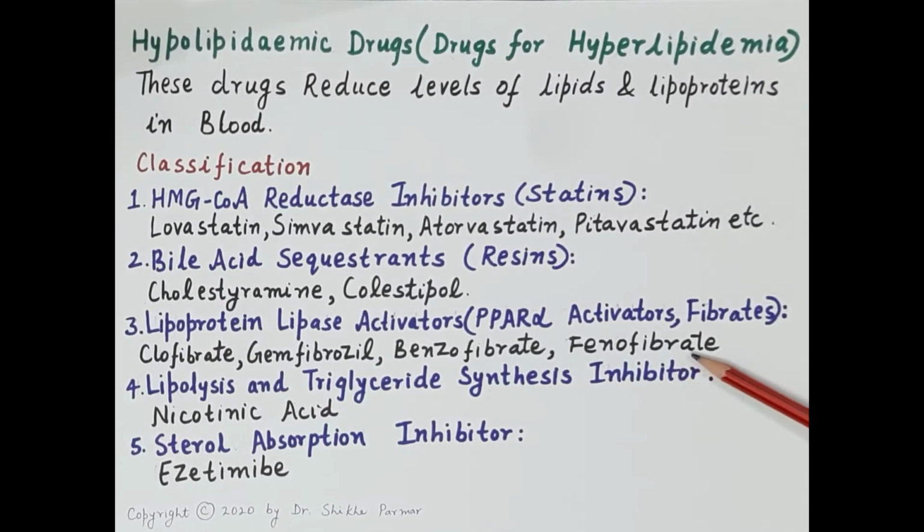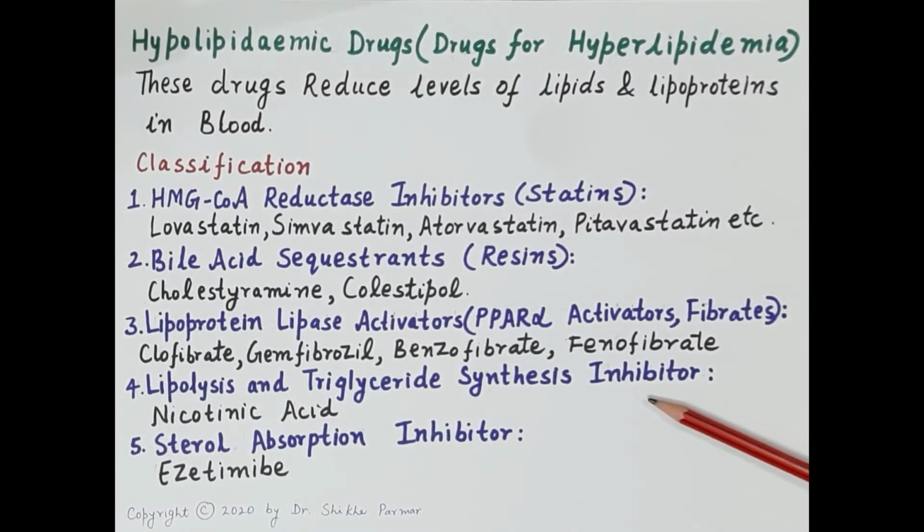For example, clofibrate, gemfibrozil, bezafibrate, fenofibrate. Now, gemfibrozil is a first line drug to reduce the levels of triglycerides, and these drugs are beneficial in preventing episodes of acute pancreatitis.